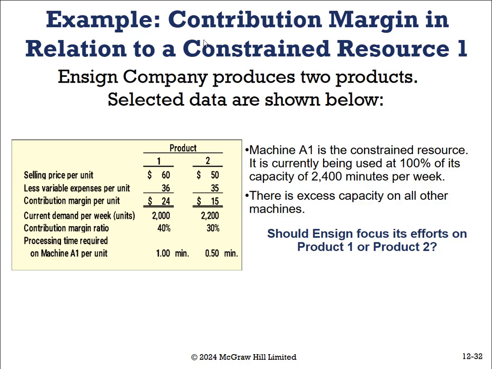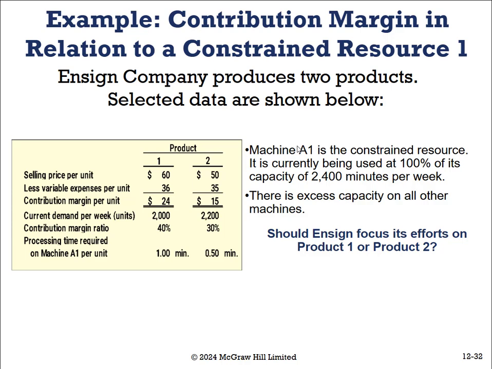So we have Ensign. It's a company that produces two products, product 1 and product 2. And here is their data. We see that the contribution margin per unit is $24 for product 1 and $15 for product 2. However, product 1 requires 1 minute of processing time, and product 2 requires 0.5 minutes of processing time.